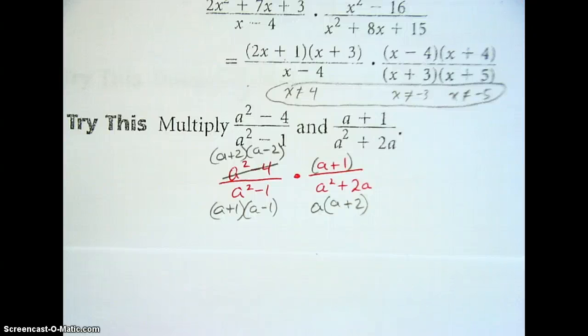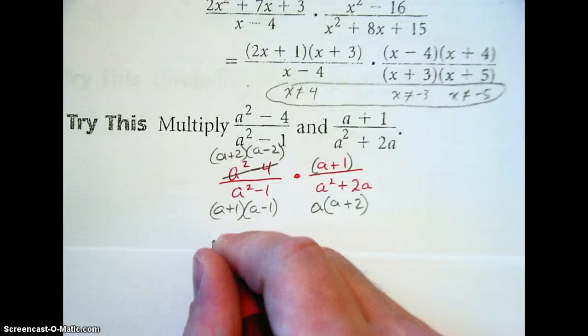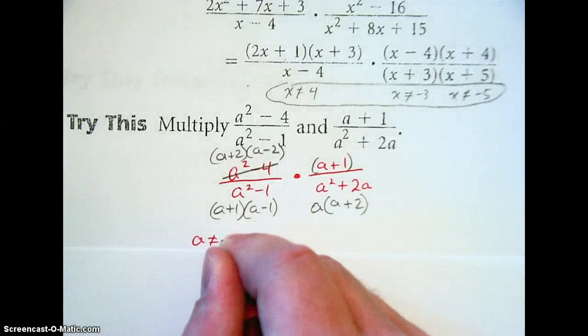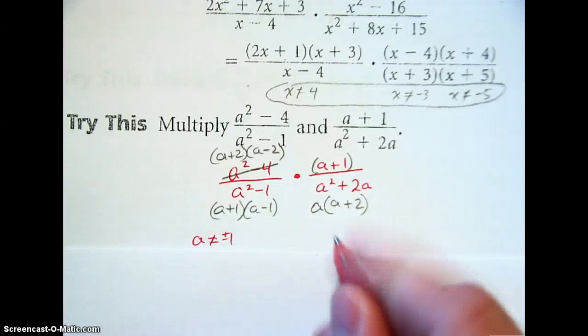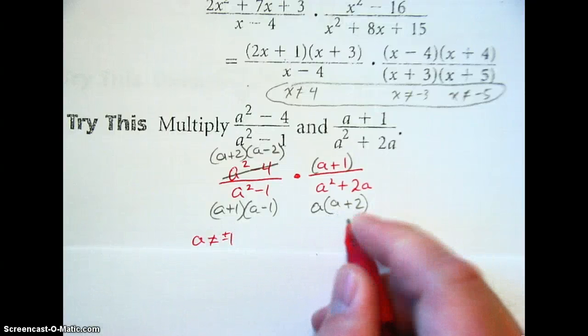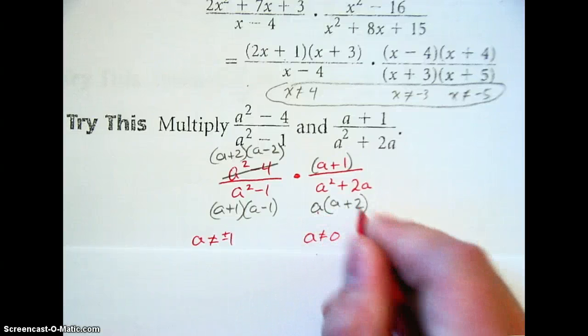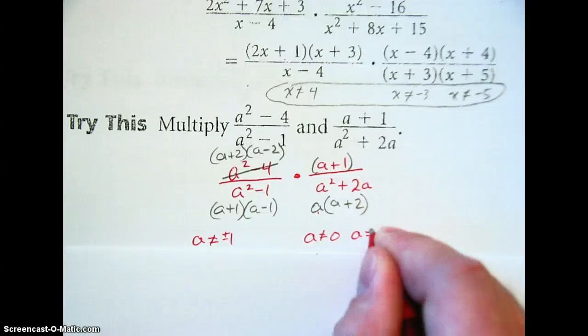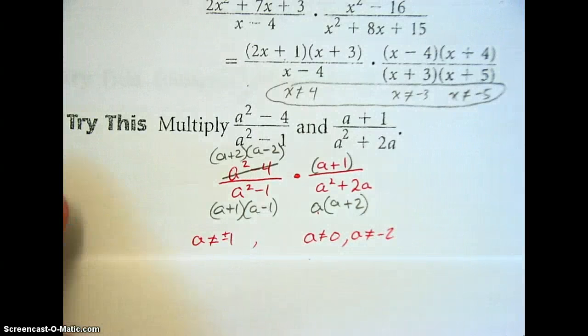Before we cancel anything, let's list our restrictions. Here, what makes 0? Negative 1. Good. So a cannot be negative 1. What makes 0? 1. So let's put plus or minus 1. What makes 0? 0. Yeah, 0 right here, right? a cannot equal 0. And negative 2. a cannot equal negative 2. So those are all of our restrictions right there. Okay, it cannot be any of those things.